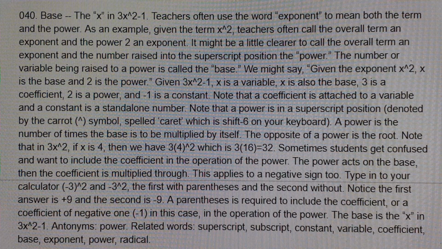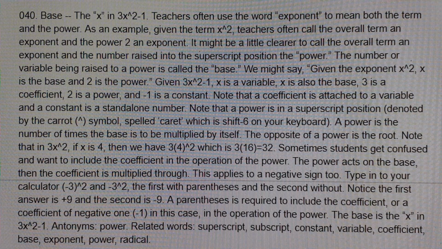Note that a coefficient is attached to a variable, and a constant is a standalone number. Note that a power is in a superscript position (denoted by the caret symbol, spelled C-A-R-E-T, which is Shift 6 on your keyboard). A power is the number of times the base is to be multiplied by itself. The opposite of a power is the root.